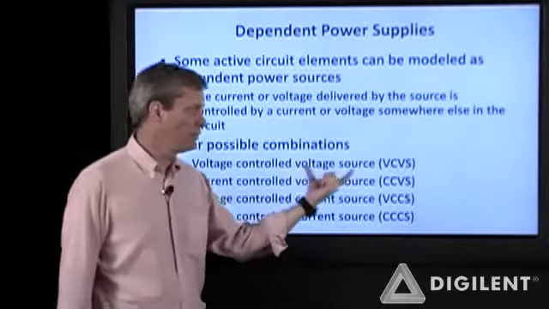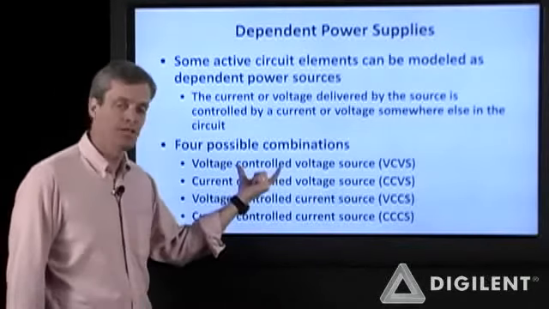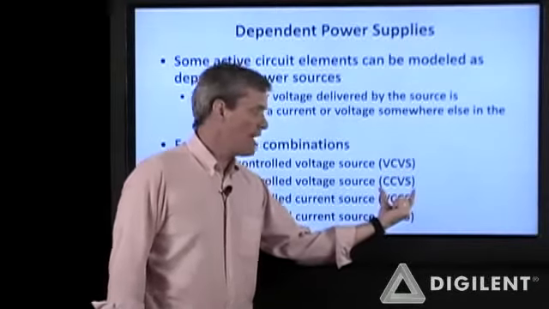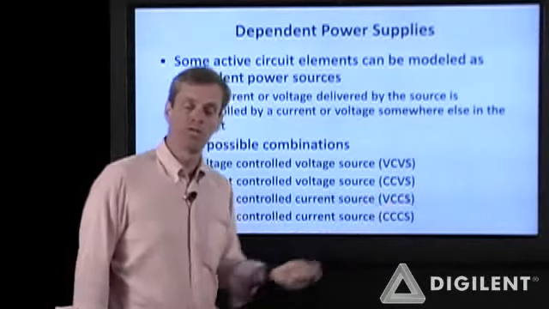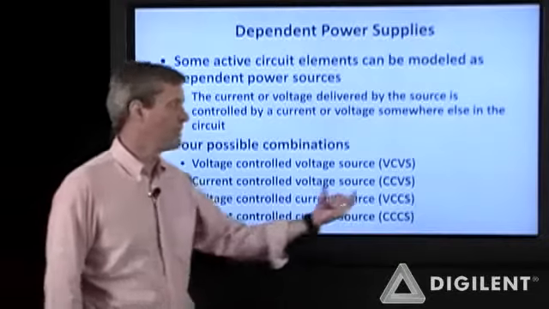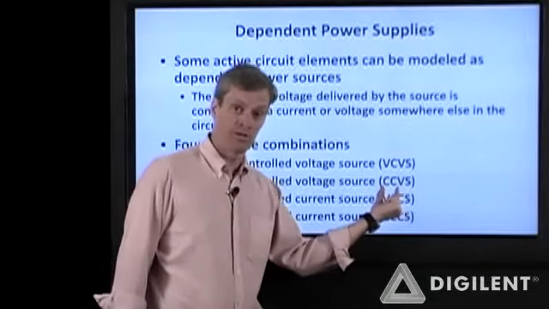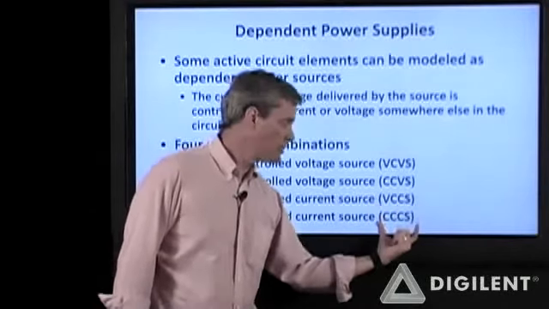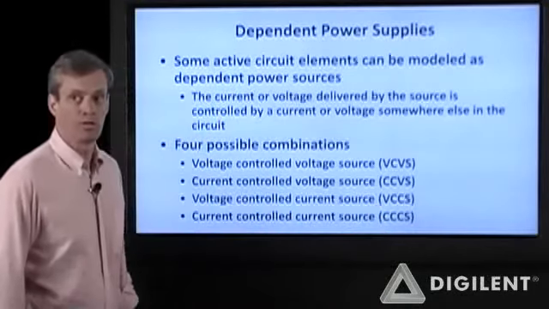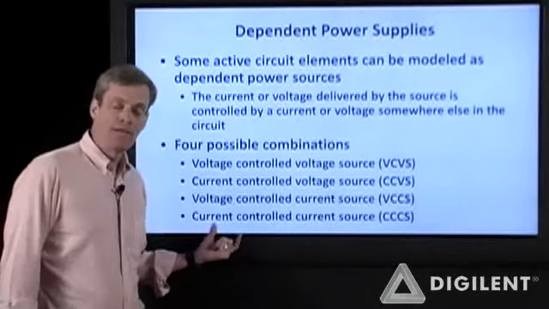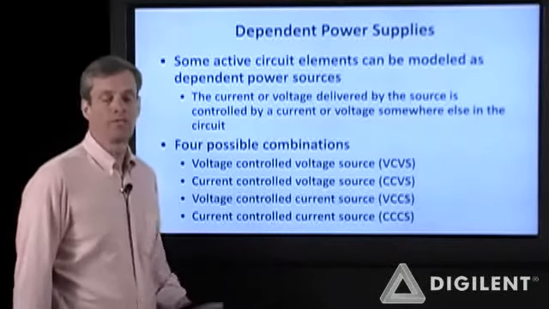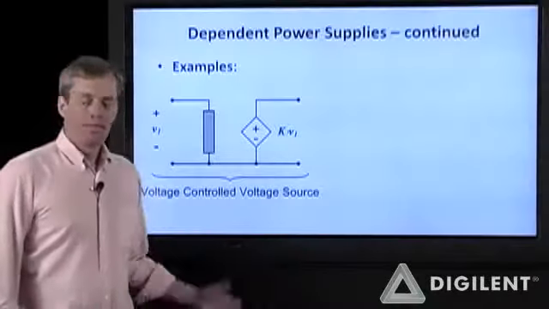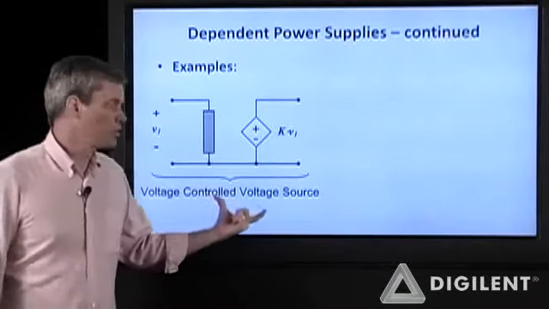We can have a voltage source which is controlled by a voltage, or a voltage-controlled voltage source, VCVS. We can have a current-controlled voltage source, in which case the source delivers a voltage, but that voltage is dependent upon a current somewhere else in the circuit. Likewise, we can have a voltage-controlled current source or a current-controlled current source. We'll talk more about these later on in this class when we have some physical devices that we can use to implement these.